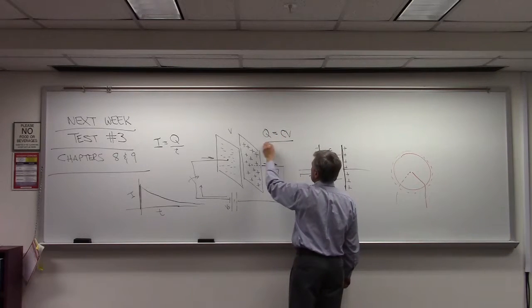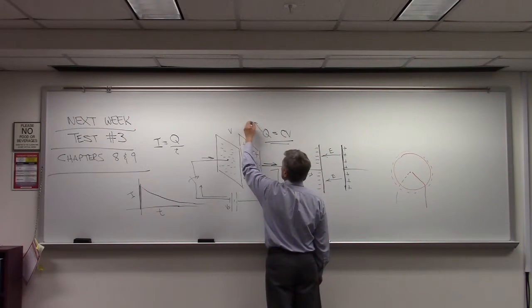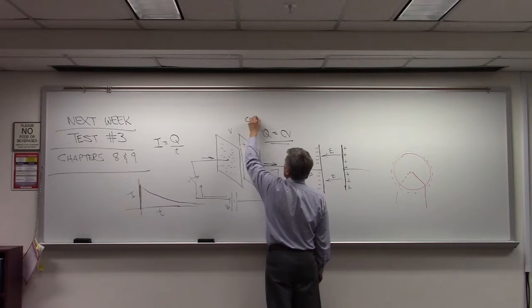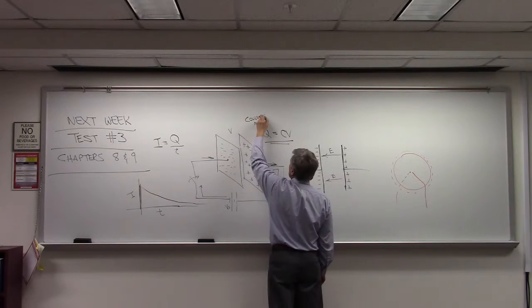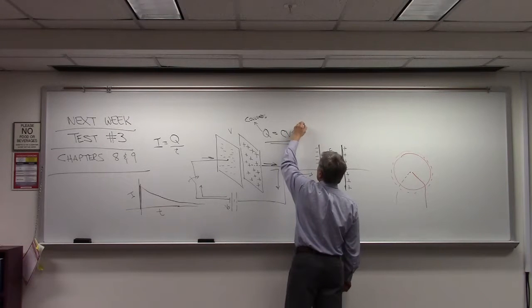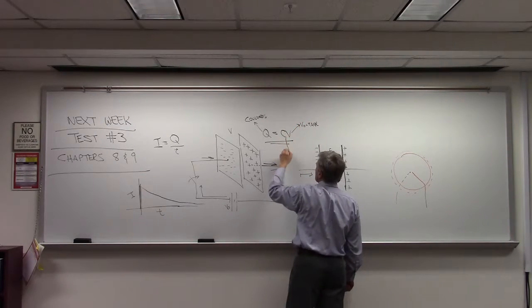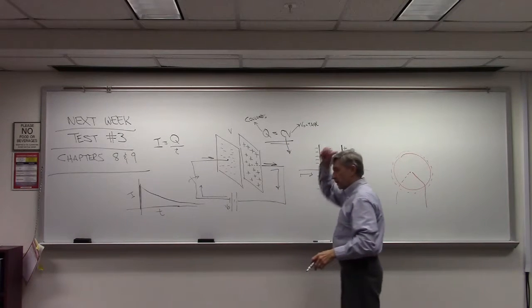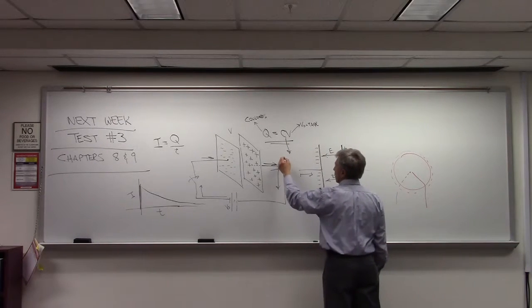Q equals CV, where Q is the charge in coulombs, V is the voltage, and C is the capacitance, which is measured in farads.